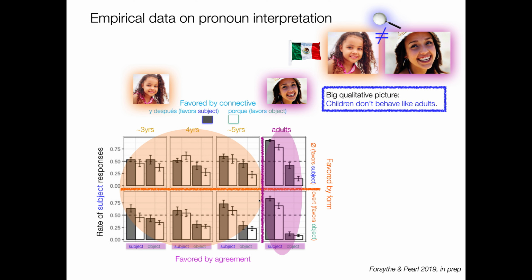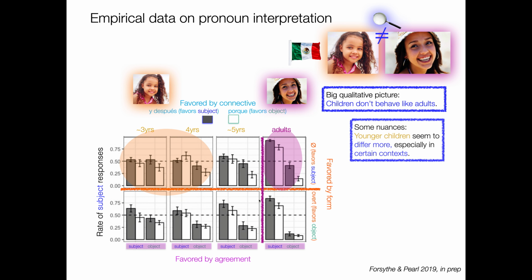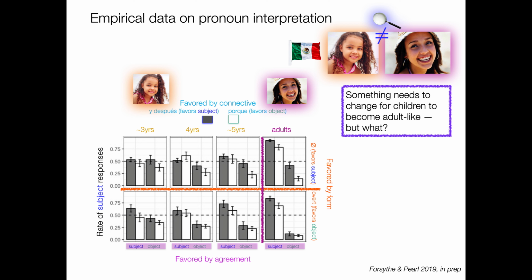They need to do something to become adult-like. In particular, younger children for sure seem to differ more in the overall pattern, especially in certain contexts. In this case, when using the null form of the pronoun, 3- and 4-year-olds show rather different patterns compared to the adults, especially when looking at agreement morphology that's supposed to favor the subject. So lots of differences going on. We'd like to try to understand what's causing these differences. Something needs to change for children to become adult-like, but what? That is the question.